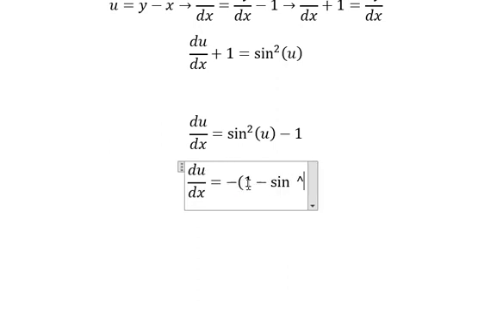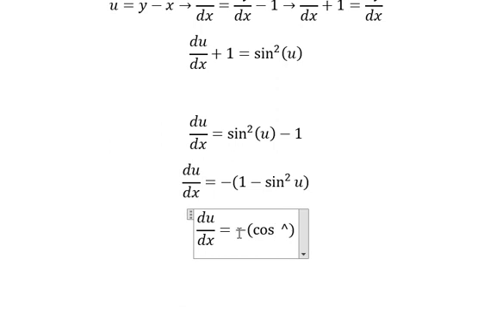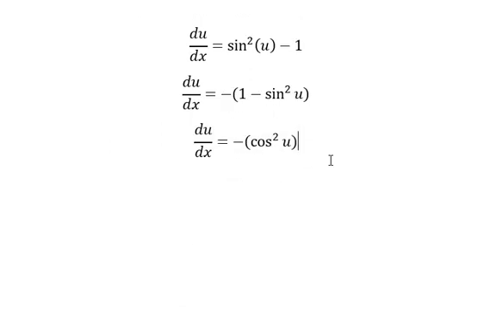1 minus sine u square. And we know that 1 minus sine u square we change cosine u square. This is about trigonometric identity. Cosine u square we put on the left, the dx we put on the right.